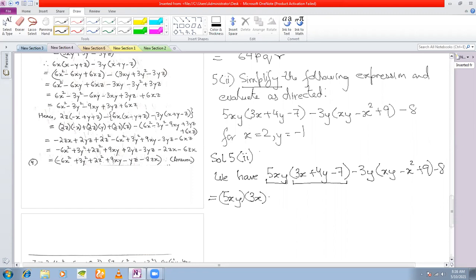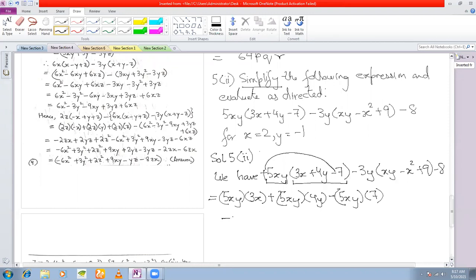So now again a plus sign, 5xy into 4y. Next a minus sign. Why a minus sign? Because you have a plus sign here. These two combine give you a minus sign. So 5xy into 7. Okay. Next you give a minus sign.